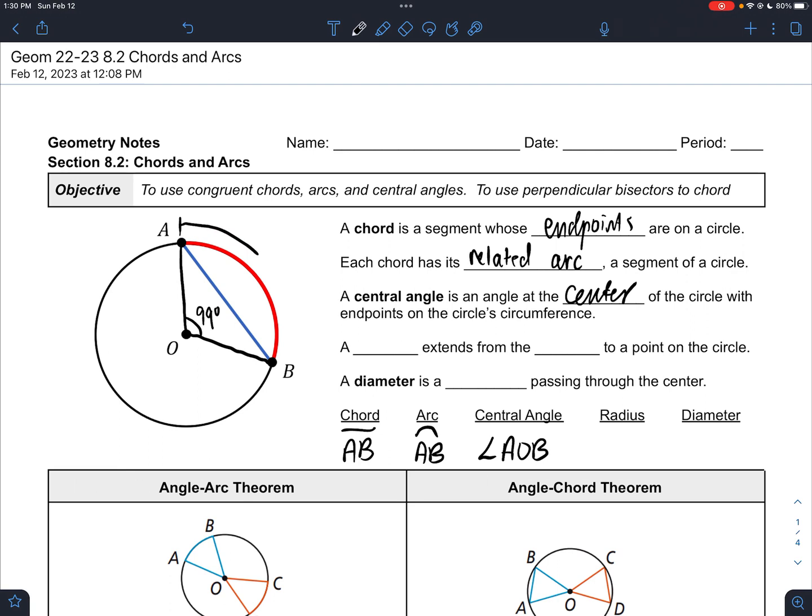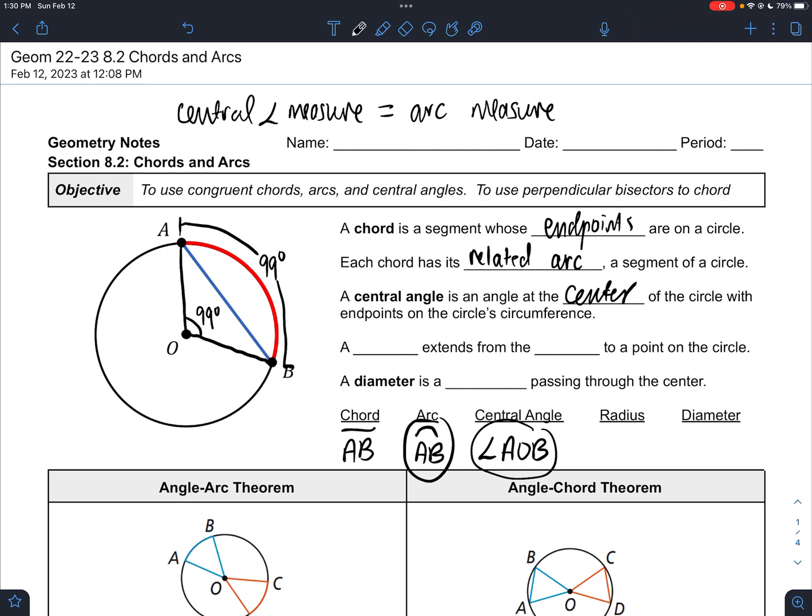And the thing about the central angle that you need to know, which is pretty simple, the central angle and the measurement of the arc are always the same. I need you to write that down. Central angle measure is equal to its arc measure. So that 99 is the same as the measure of this arc. So there's a correspondence between that.